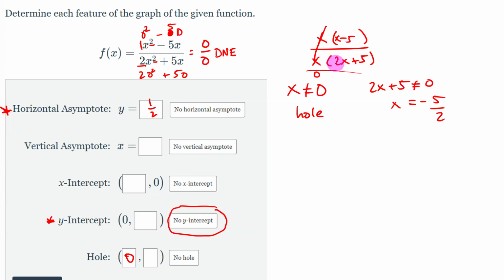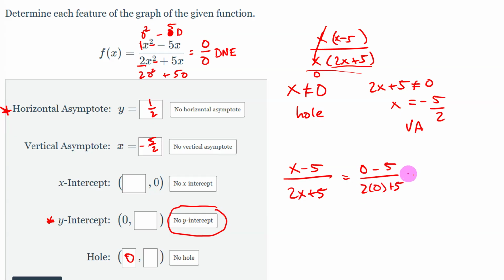And this one, because it does not cancel out, is going to be the vertical asymptote, x equals negative 5 over 2. So I'm left with x minus 5 over 2x plus 5. If I put in 0 for x, I get 0 minus 5 over 2 times 0 plus 5, which is negative 5 over 5. That's negative 1. So there is a hole at 0 comma negative 1.